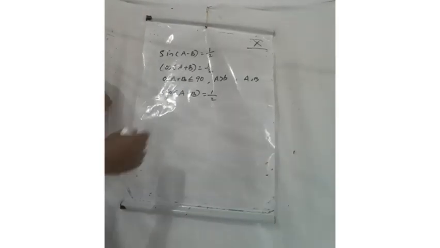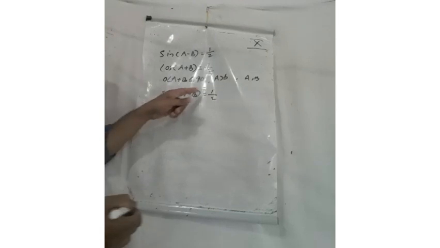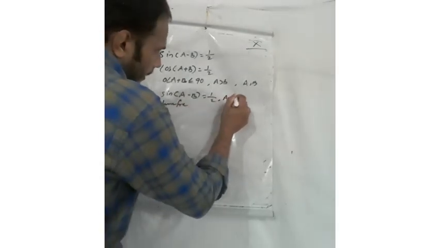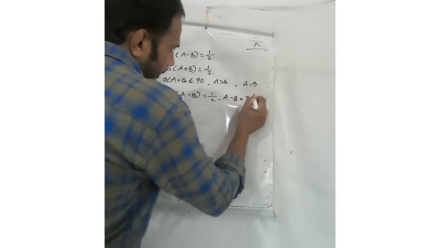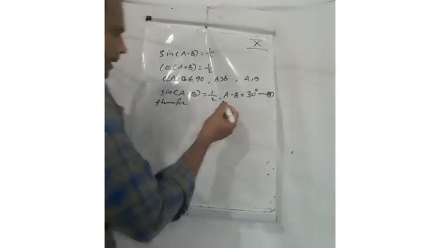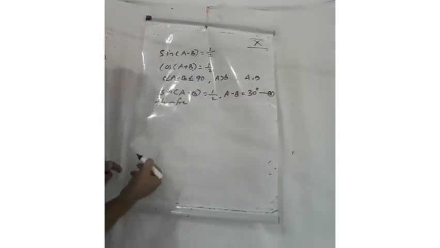Therefore sin(a minus b) equals 1/2, therefore a minus b equals 30 degrees. Look at this as equation number 1: when a minus b is 30, the sin is 1/2.